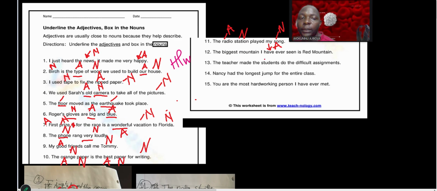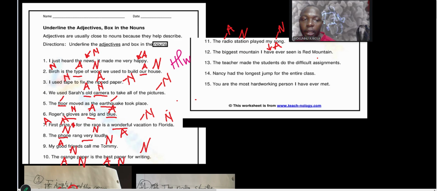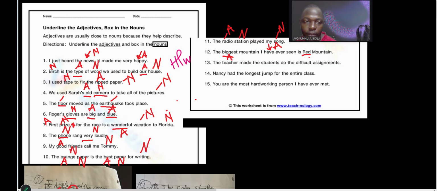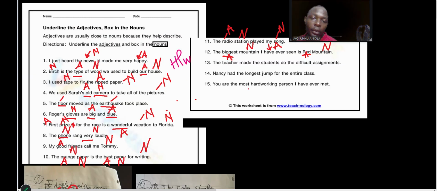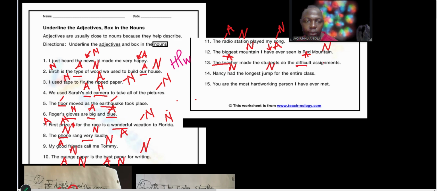The biggest mountain I have ever seen is Red Mountain. Biggest and red are adjectives. Mountain, noun. You didn't underline red. The teacher made the students do difficult assignments. Teacher, noun. Student, noun. Difficult, adjective. Assignments, noun.